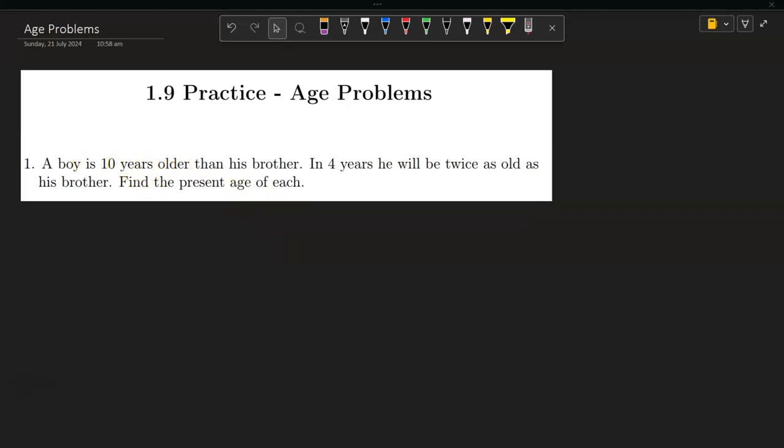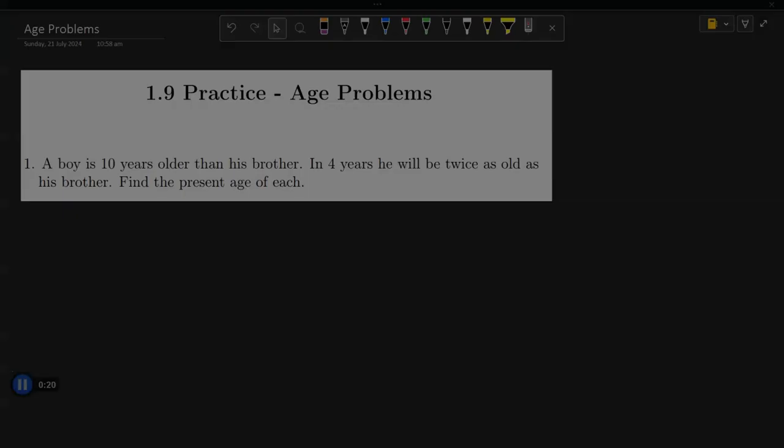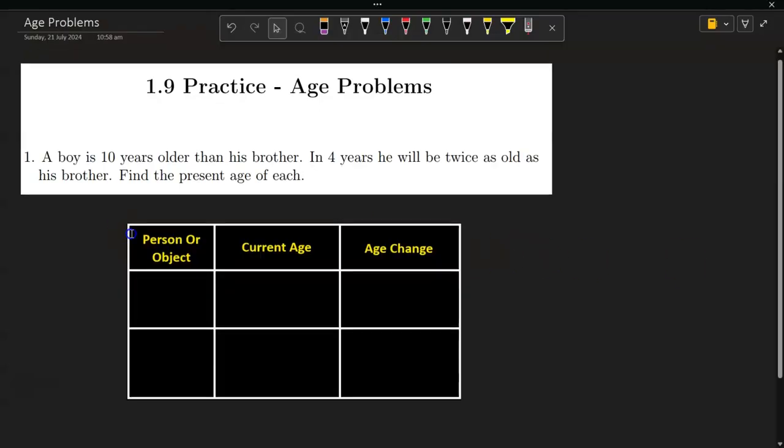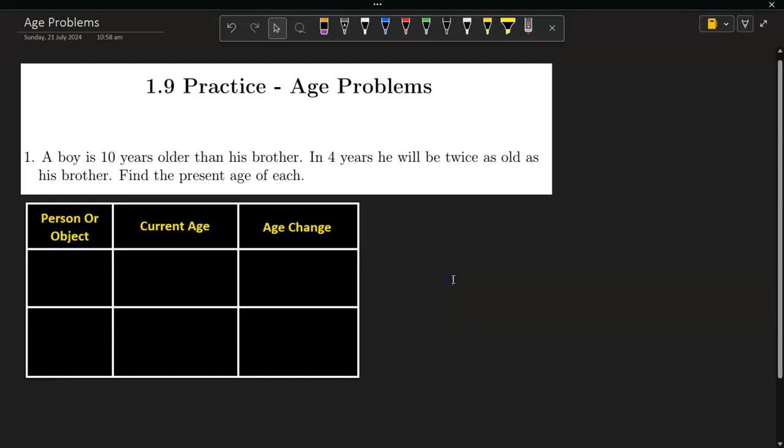Now to help us solve this problem, we'll be using a chart or a table to illustrate the given. So when I say chart, I mean this chart. Again, this will be very helpful in solving problems like this. I have here the person, the object, and I also have here the current age and the age change. First thing to know is who are the persons involved, or what are the things involved in this problem. We actually have a boy and his brother, so we'll just denote them as A and B. A is for the boy and B is for the brother.